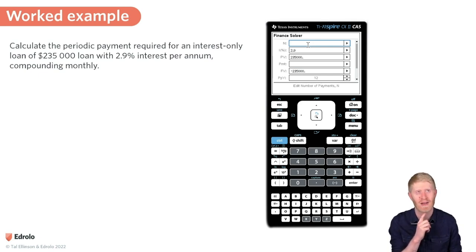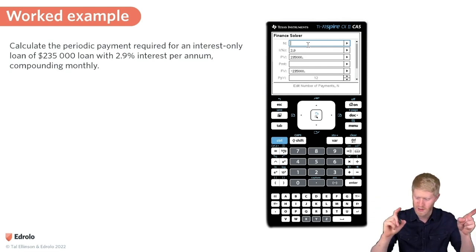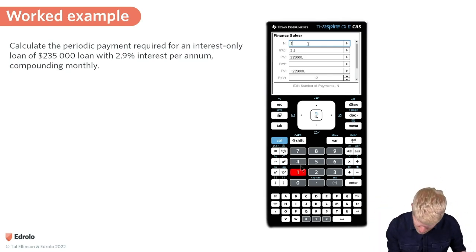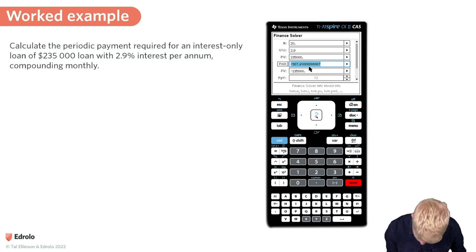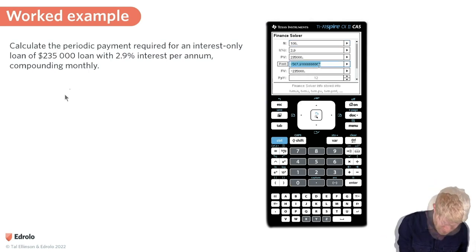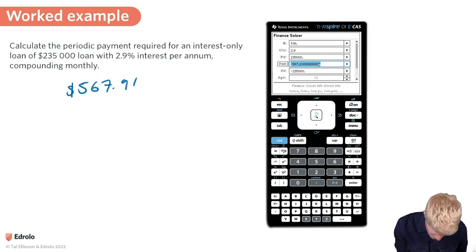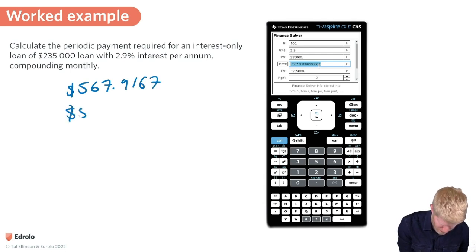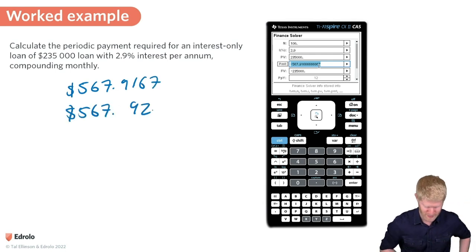N is interesting. This situation I've just typed in works for every single scenario, right? After 1 month, I owe this, I have this, I owe this. So it doesn't matter. I can take N as 1, and I get a value there, and I can take N as 20, and I get the same value as well. So we see that our payment is $567.92.